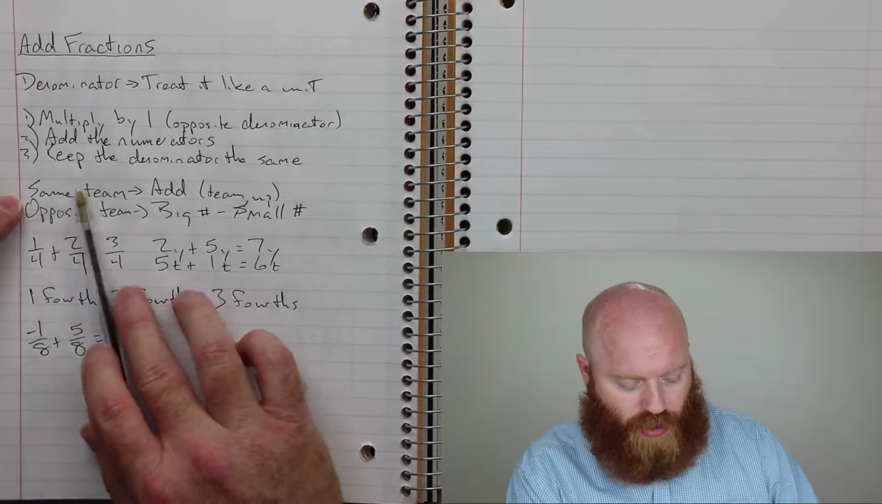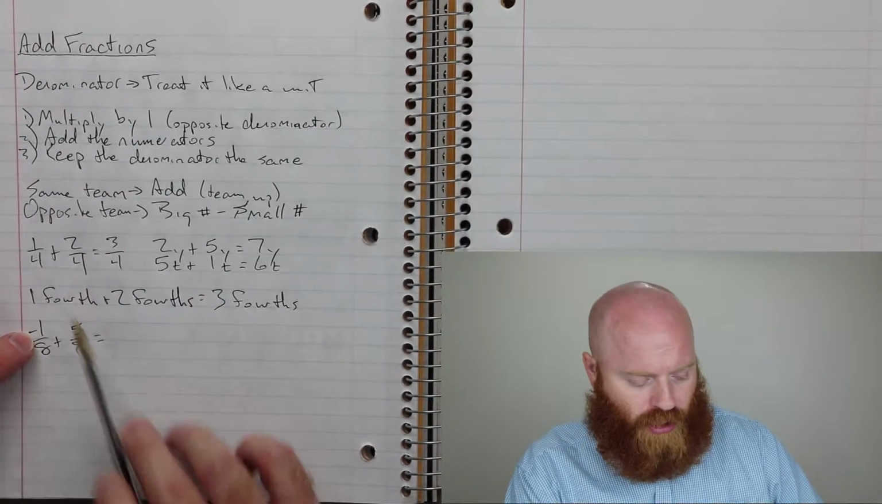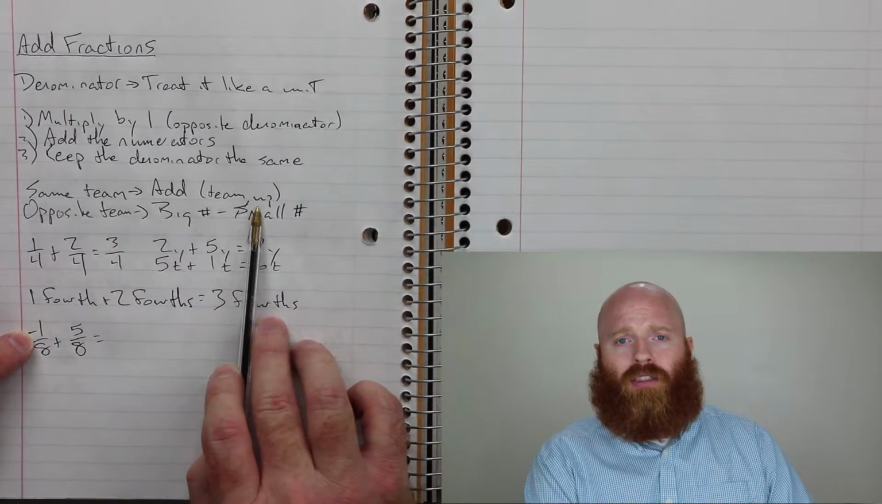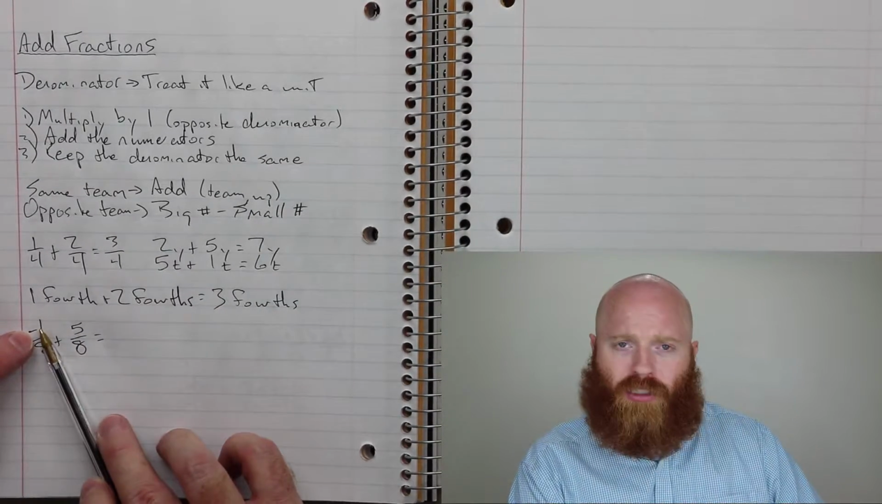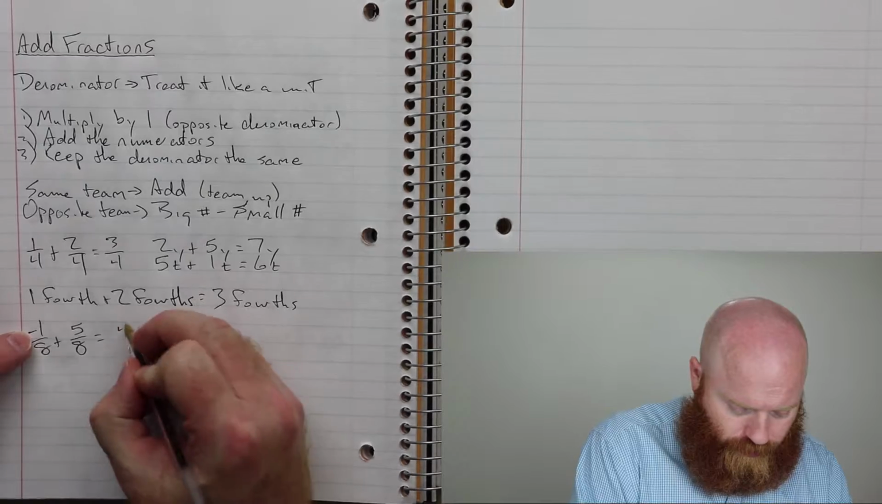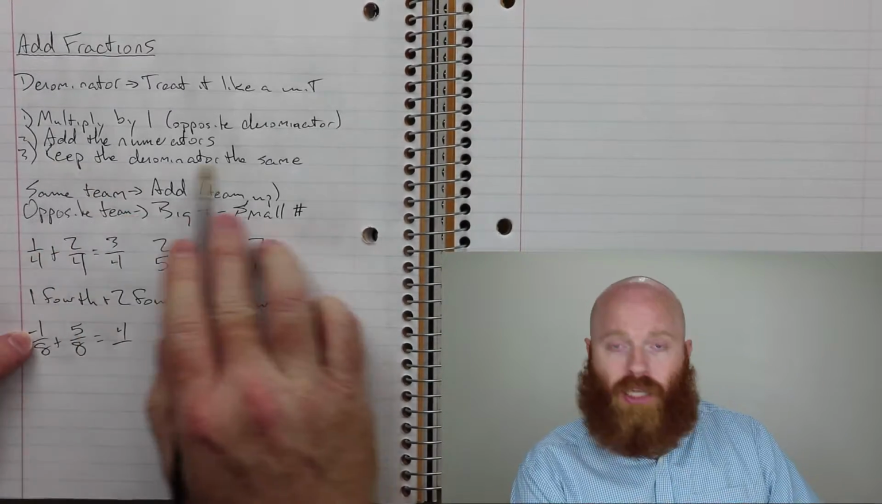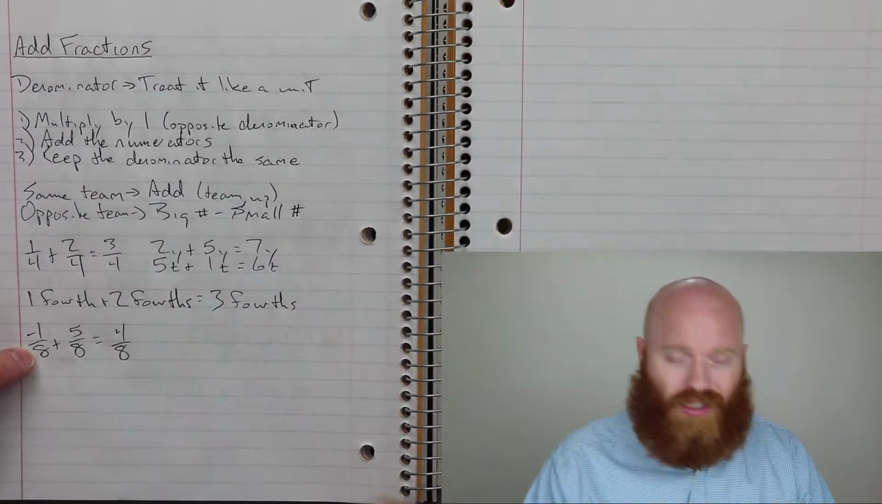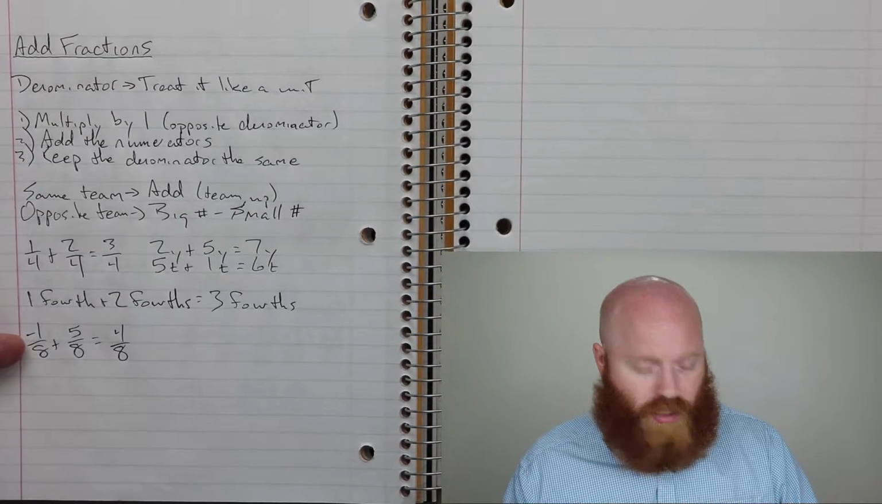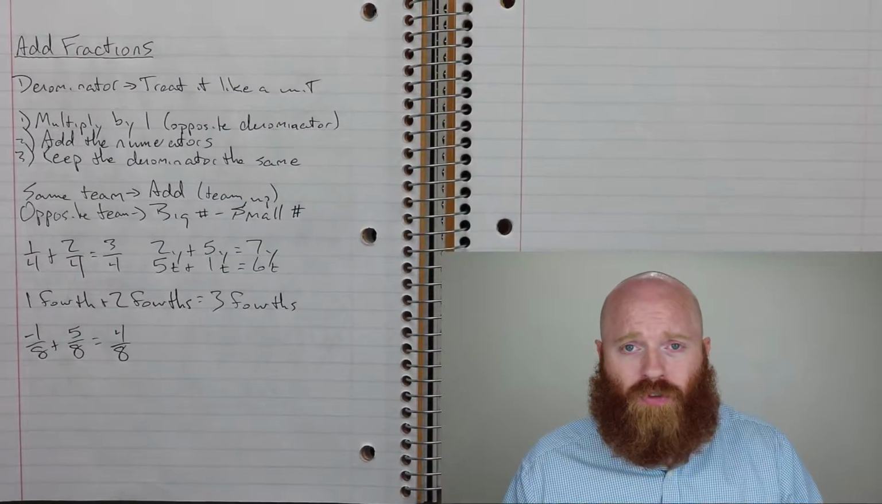And again, this is what I'm talking about up here. If they're on the same team, no, they're not on the same team. They're on the opposite team. I'll take the big number minus the small number. Big number 5 minus the small number 1. 5 minus 1 is 4. And then my last step is keep the denominator the same, 8. That's my answer. Negative 1/8 plus 5/8 equals 4/8.